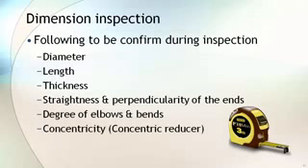During dimension inspection, diameter, length, thickness or schedule number, straightness and perpendicularity of the fittings, degree of the elbow and bends, and the concentricity of the reducer are to be confirmed against the standard requirement.